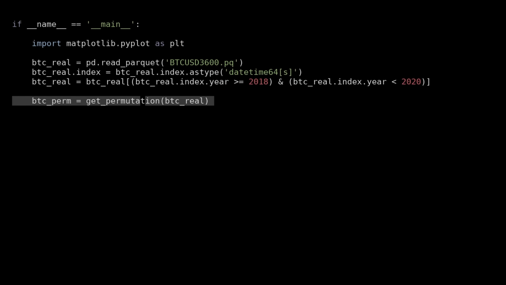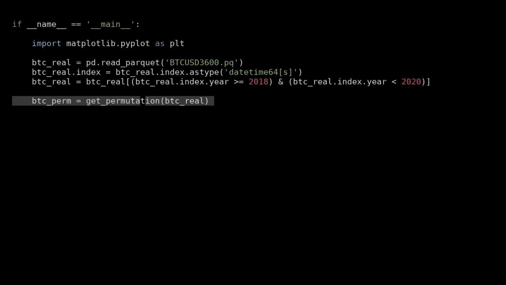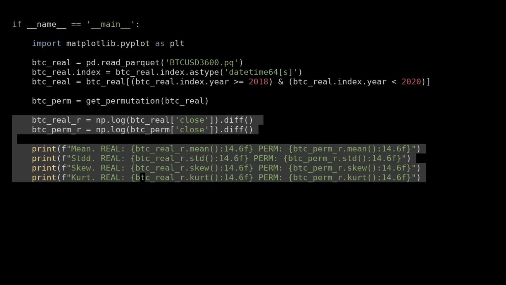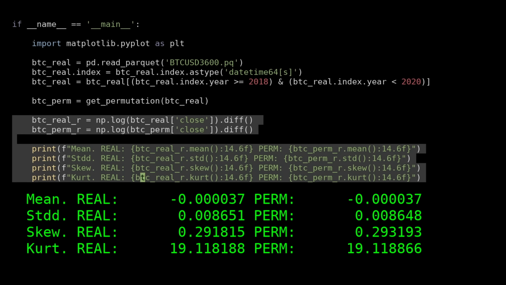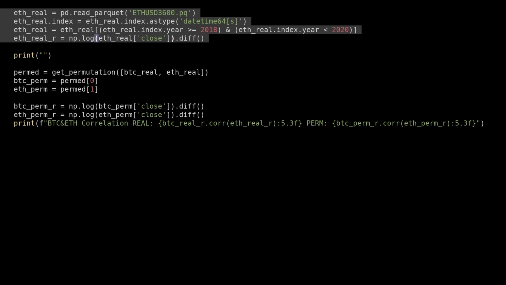Now we can pass in a data frame of real data, and we're returned a data frame of permuted data. The first open and last close are exactly the same on both the real and permuted data, so the overall trend of the data is preserved. But the path the price takes between those two prices is completely different. The goal of the permutation algorithm is to create bars that have the same statistical properties as the original. If we compute some close-to-close returns, we can see that the mean, standard deviation, skew, and kurtosis are all nearly identical. Now let's load in Ethereum data for the same time period.